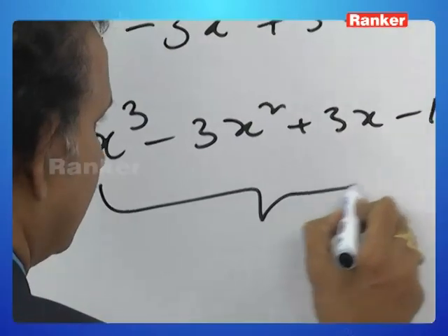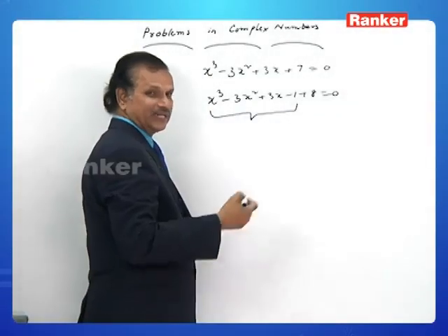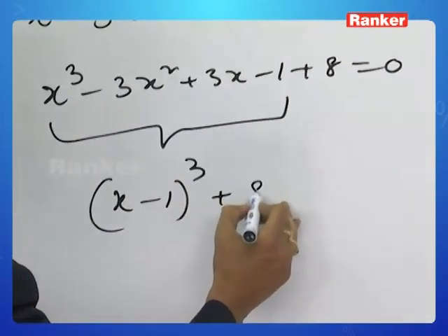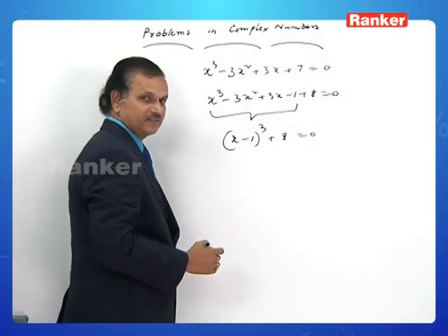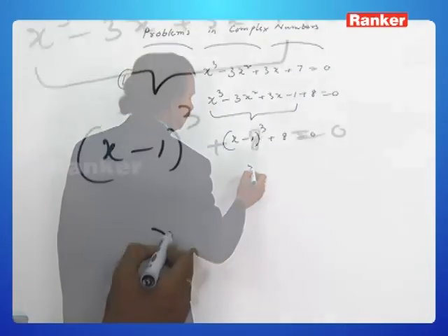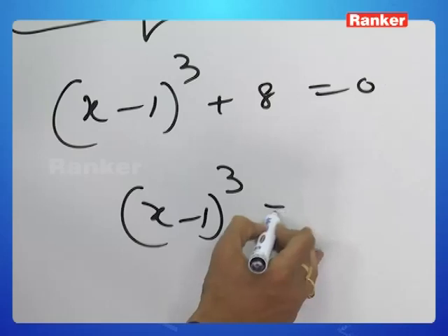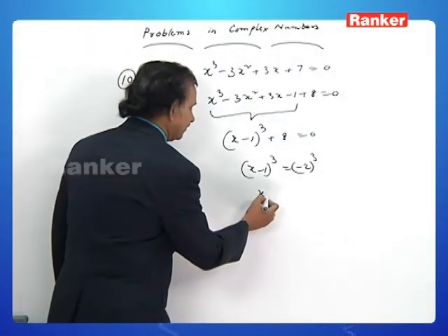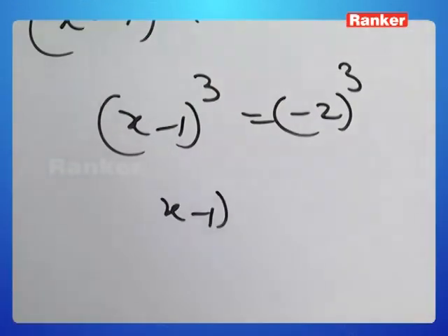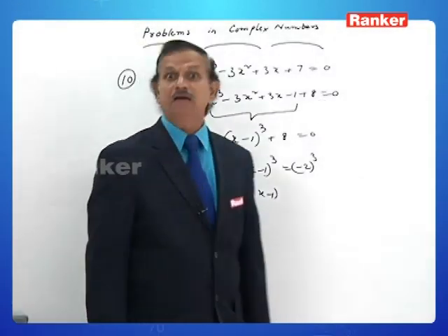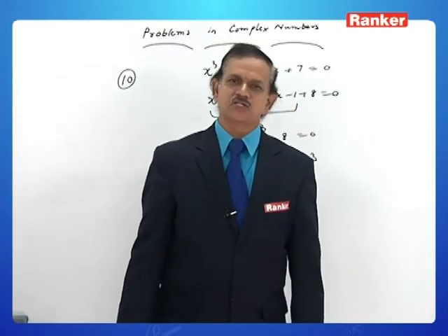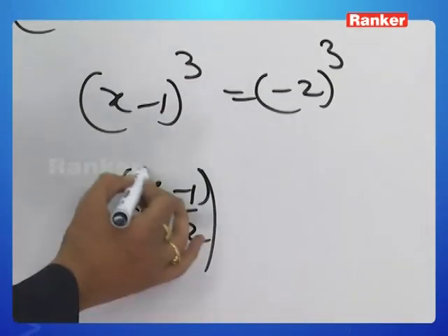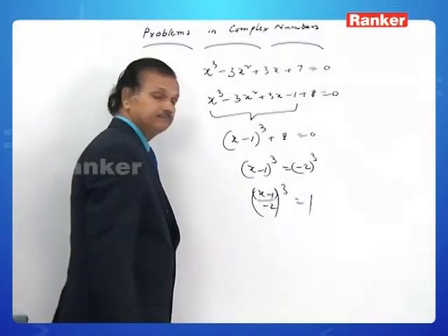Observe these terms by recollecting the binomial theorem. It's just nothing but x minus 1 whole cube plus 8 is equal to 0. Therefore, x minus 1 whole cube is equal to minus 8, which I am writing as minus 2 whole cube. So that we have x minus 1 by minus 2 whole cube is equal to 1.